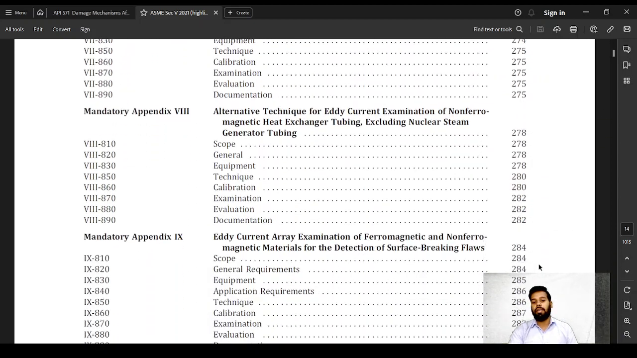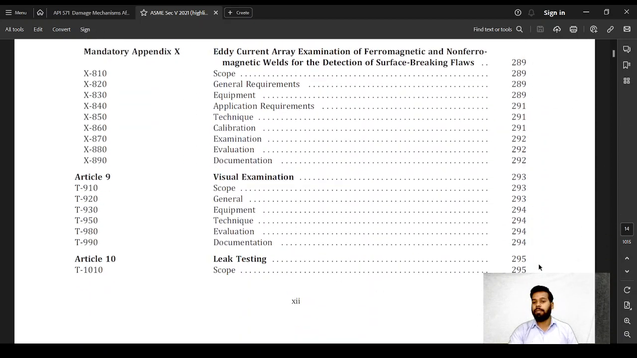Article 9 is visual examination. So whenever you do visual examination, direct or remote examination, Article 9 would be preferred.